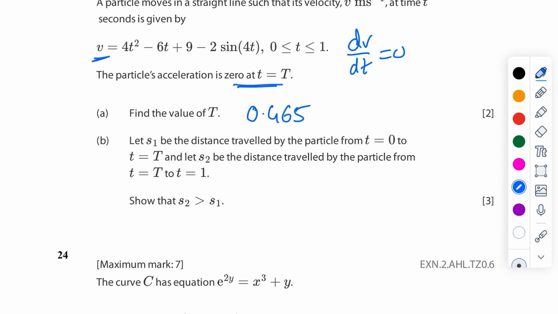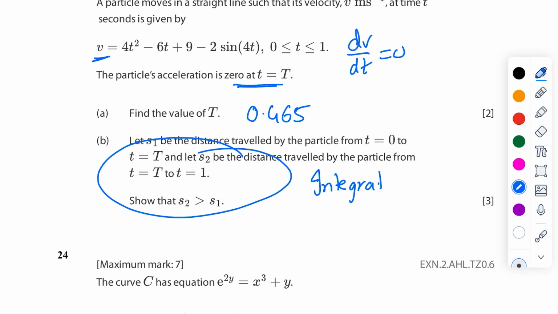S1 is the distance from 0 to capital T, and S2 is the distance from capital T to t equals 1. Show that S2 is greater than S1. This is again based upon integration, so we shall do it in that particular integration video.